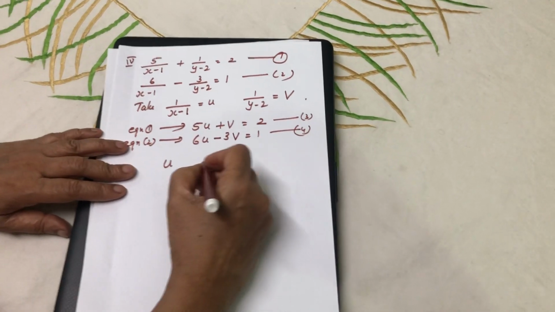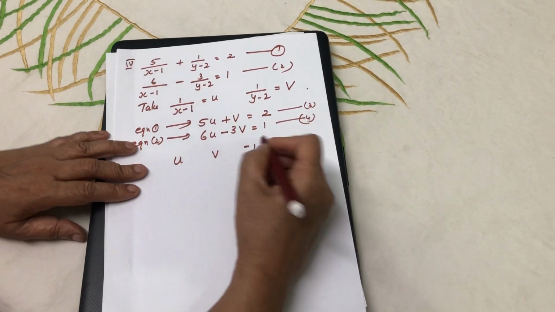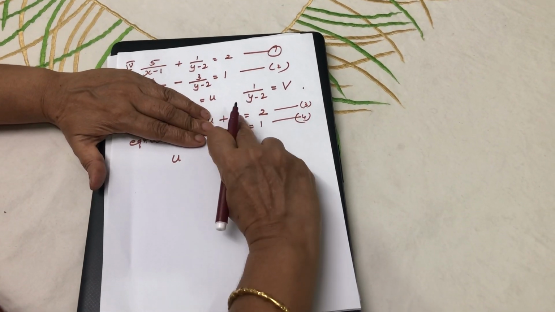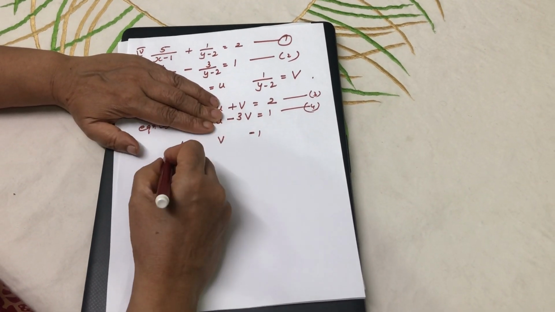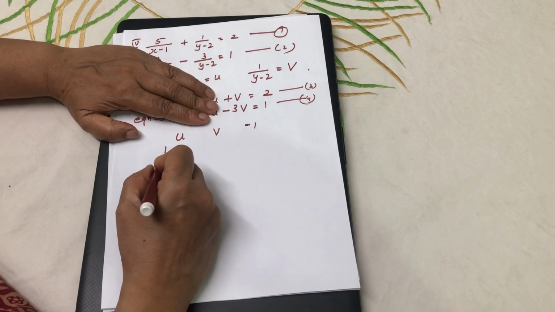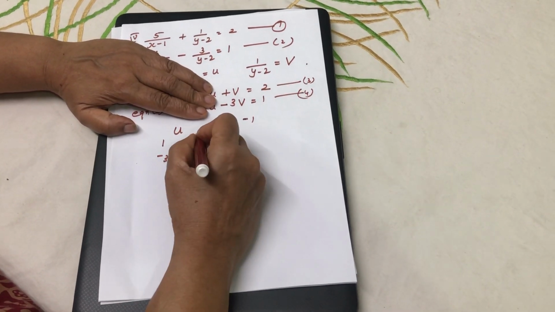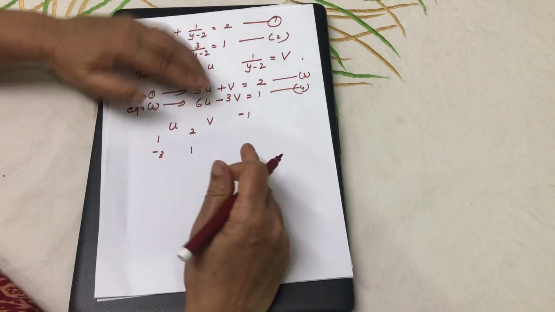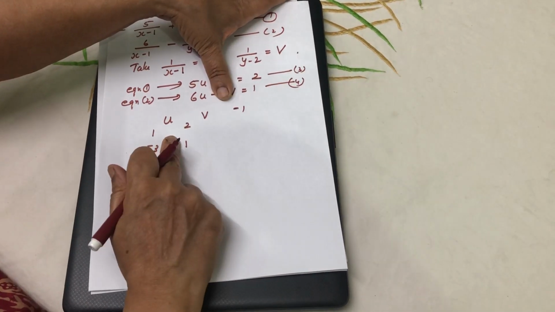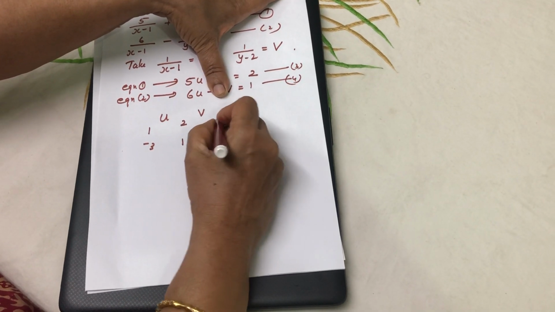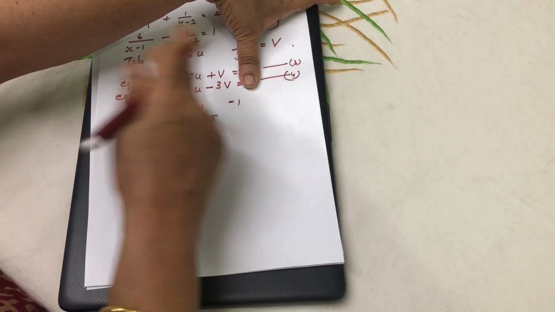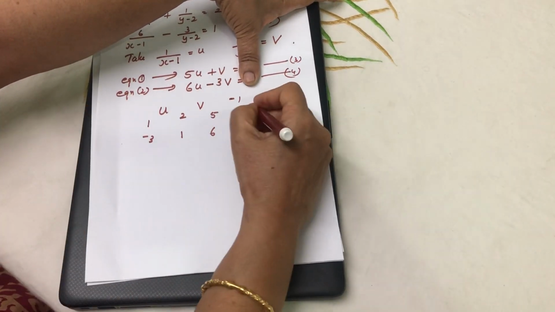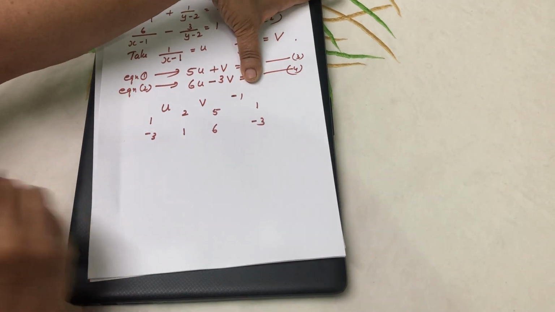By cross multiplication, we hide u first. What is the coefficient of v here? It is plus 1 and minus 3. So on the left side 1, minus 3, then 2, 1. Now hide v, clockwise direction: 2, 1 on the left side, and on the right side 5, 6. Hide the constant, minus 1. Then 5, 6 on the left side and 1, minus 3 on the right side.